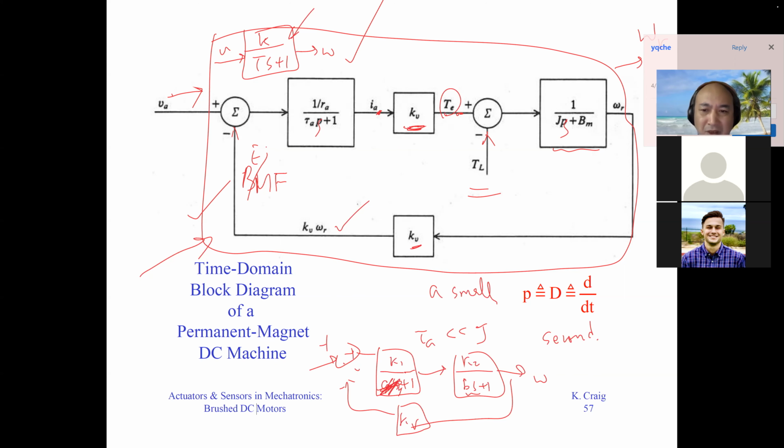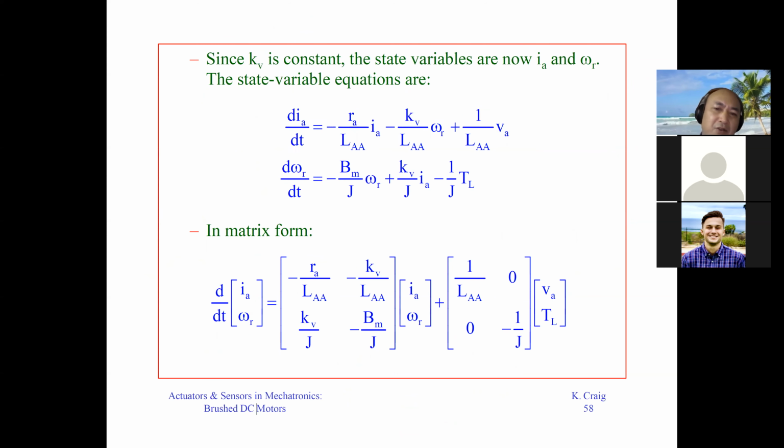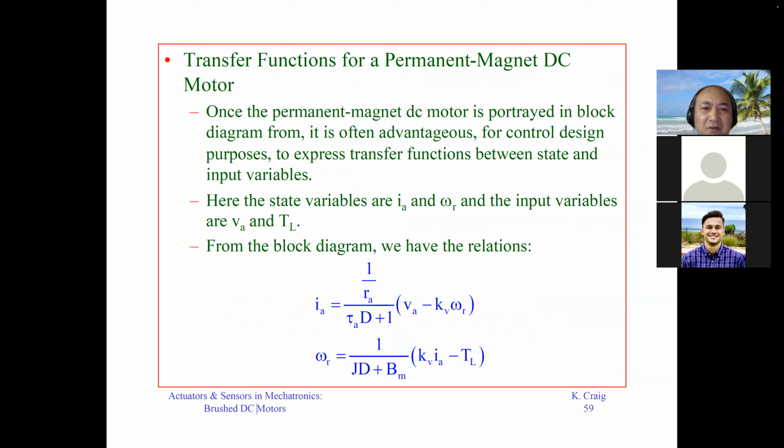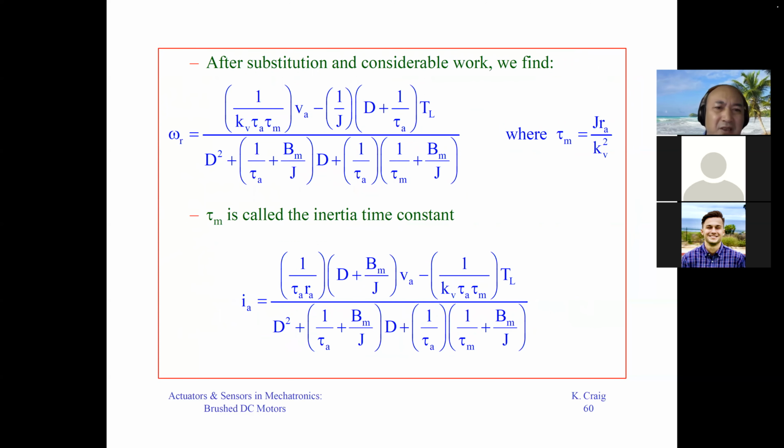But so in the future, I hope you know this and you know this. You should know both about the DC motor, because sometimes ignoring this term will give you errors, okay? Of course, you can write in the matrix form. Then if you want a transfer function, you can do it. It is a second order system. So tau m is called the inertial time constant. J is the moment of inertia, RA divided by K squared, this one.